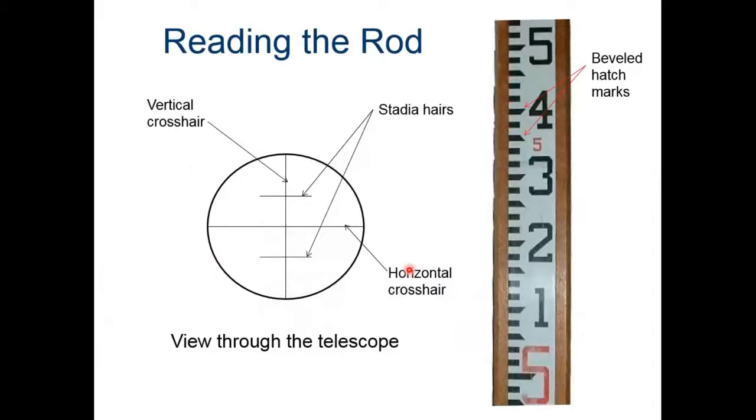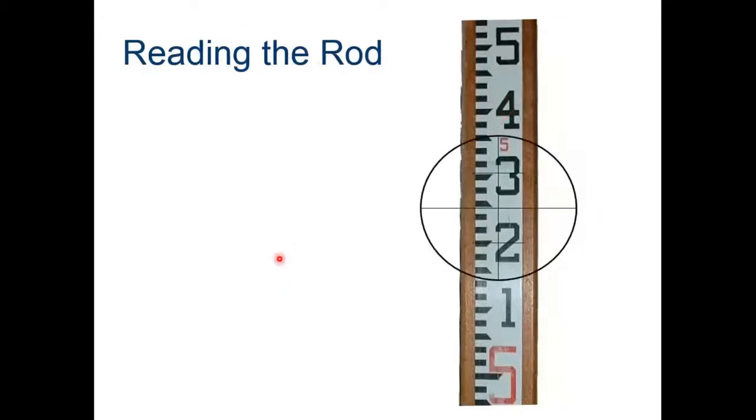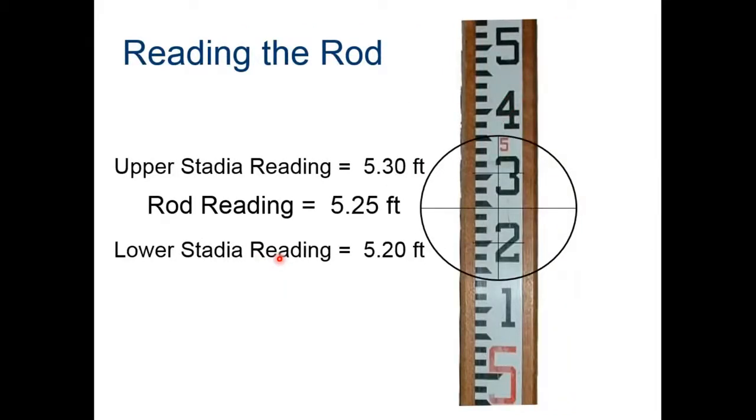Okay, reading the rod. You have a horizontal crosshair that determines elevation. You have stadia hairs, upper and lower, that determine how far an object is away from you. And you'll notice in the circle, first thing I'd like you to notice is the number 5. That means 5 feet, and the little hatch marks are how we determine the inches, either the distance from you or its elevation. So, for example, the upper stadia is 5.30.